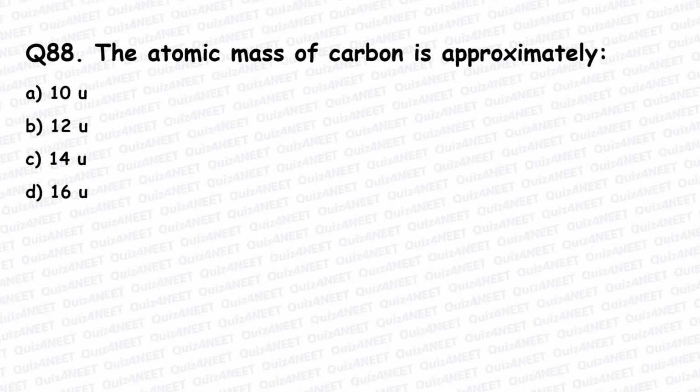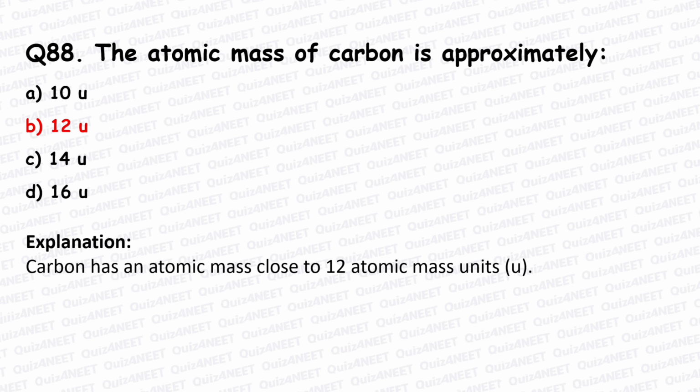Q88, the atomic mass of carbon is approximately A, 10 u, B, 12 u, C, 14 u, D, 16 u. Answer: B, 12 u. Explanation: carbon has an atomic mass close to 12 atomic mass units, u.